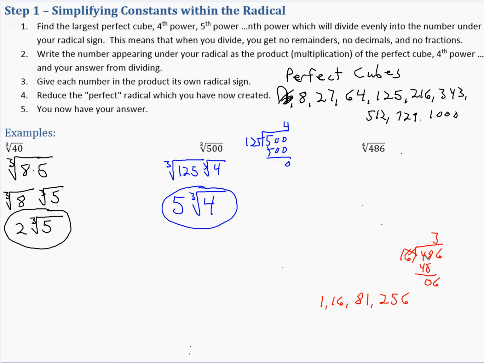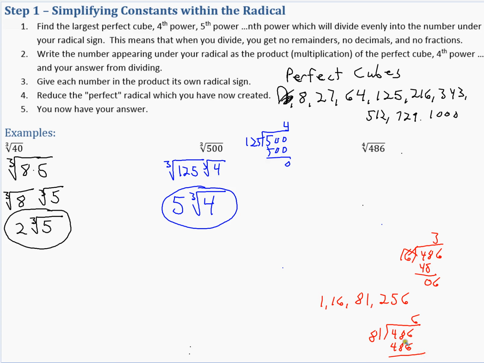Let's try 81. So 81 into 486. I guess 6 is our only option there if it would work. So 6 times 81 is 486, and it does work.